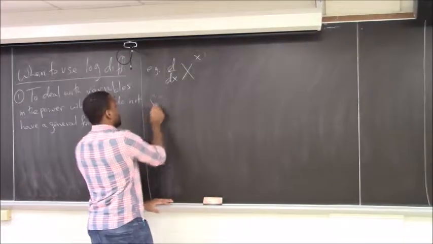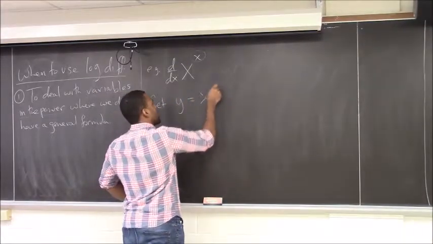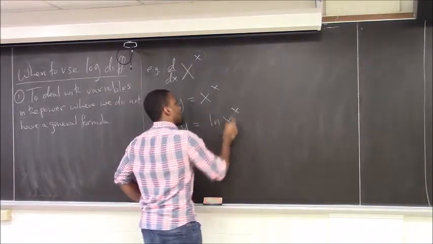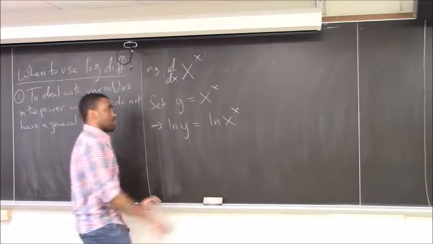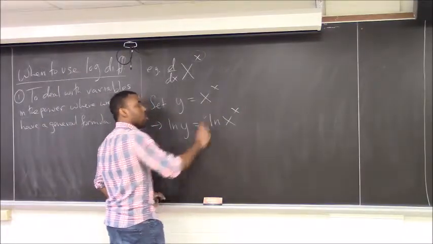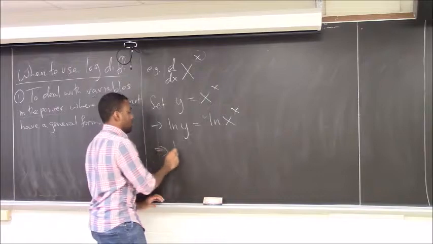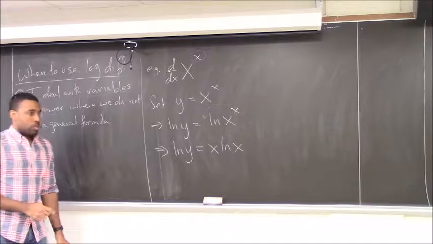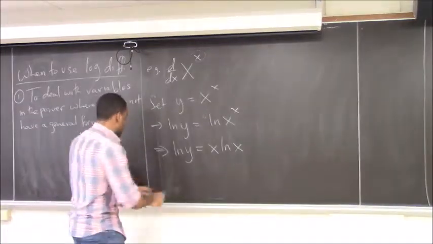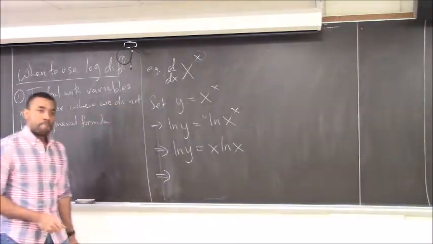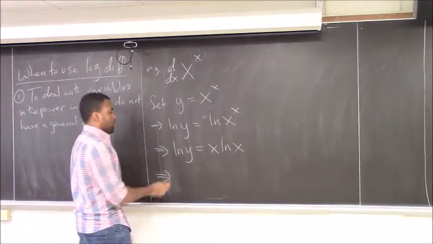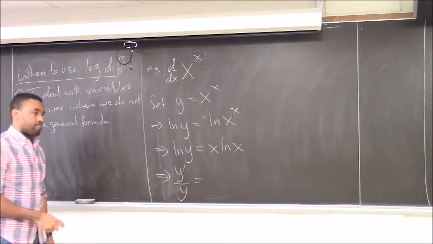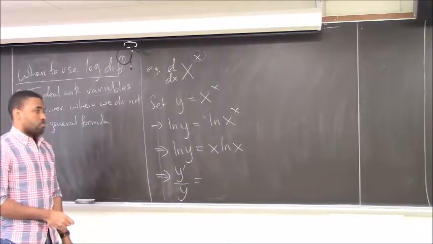So what I would do here is set y equals x to the x, and then log both sides. Now that allows me to simplify it so that I can take this power and move it down. Now I would differentiate both sides implicitly with respect to x. What's the derivative of ln y? 1 over y times y prime, so it's y prime over y. What's the derivative of x ln x? x over x.